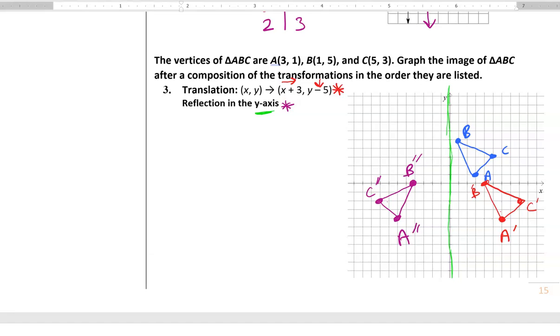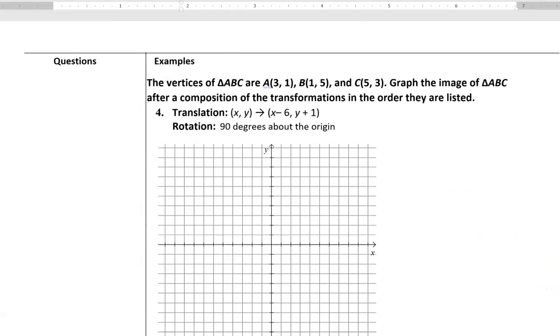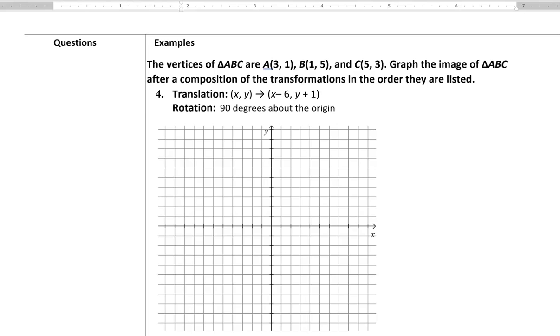If you needed to do ordered pairs, you could do it all on the graph and then write down the ordered pairs. It really just depends on the format of the question. Okay, let's keep going. Just got a couple more. Number 4 says, vertices of triangle ABC, I've got the same triangle. Graph the image after the composition of transformations. So I have a translation and then a rotation. I'm going to go ahead and plot A, B, and C again here.